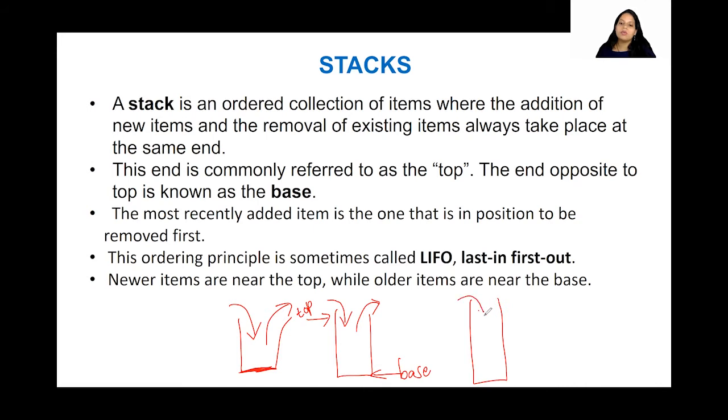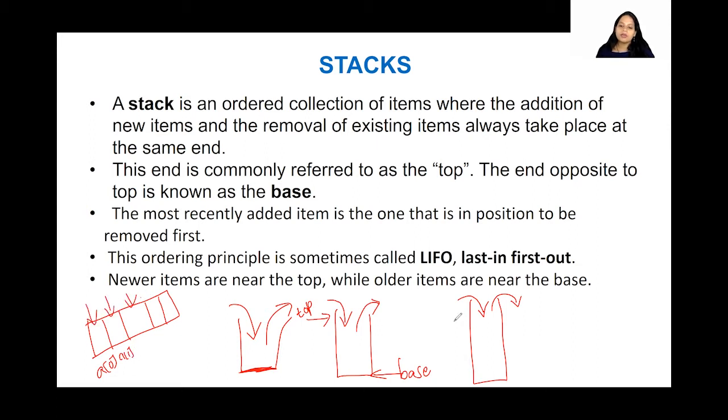So whenever we are saying stack, you should always remember something like this. There is only one opening, and we are adding and removing data items from that particular opening. Okay, so the most recently added item is the one that is in the position to be removed first. So if we consider our array, we have already learned array, isn't it? How does that look? We always use a subscript as a of 0, a of 1, and then we increment it and we keep adding data items like this, isn't it?